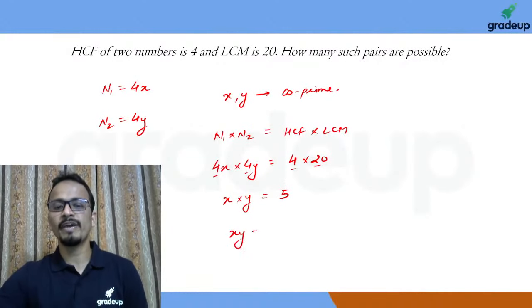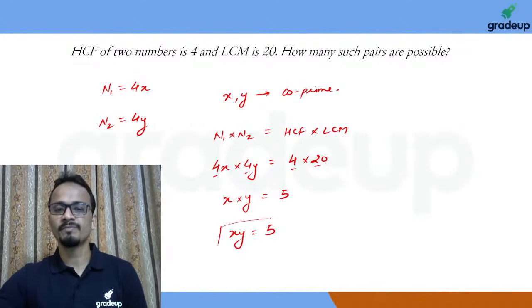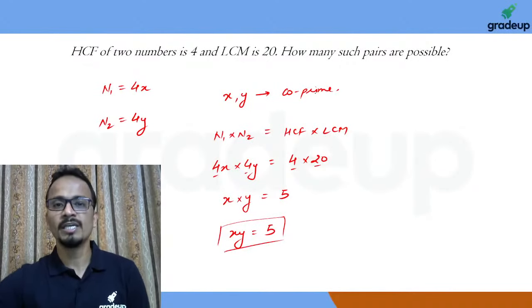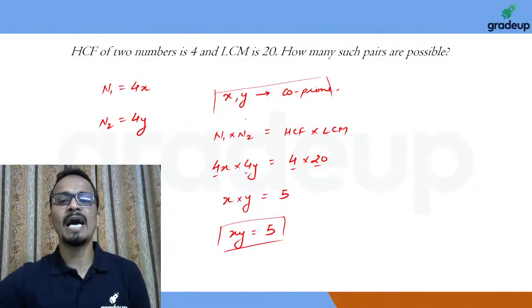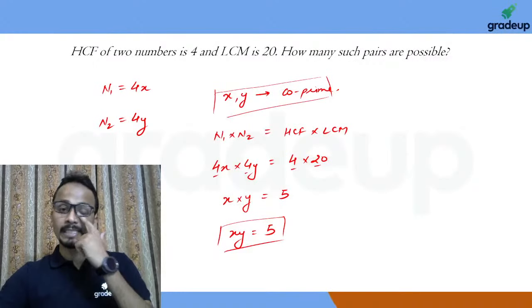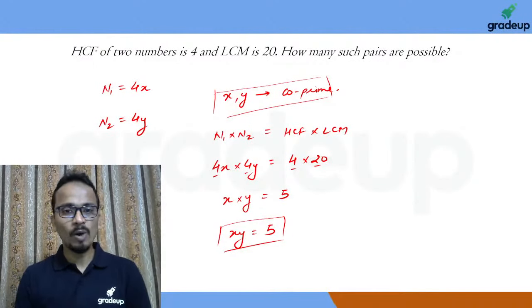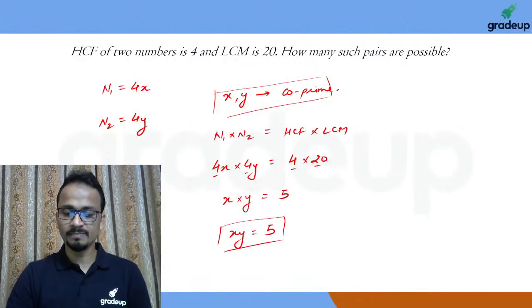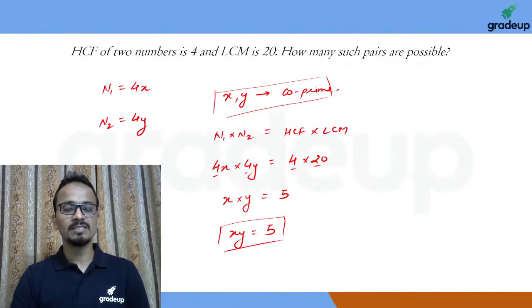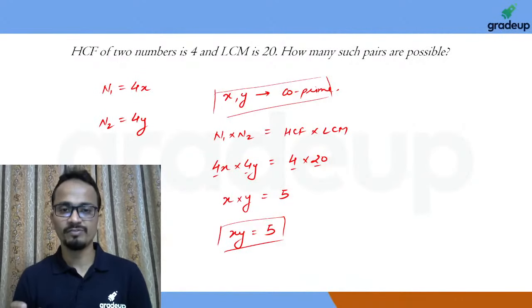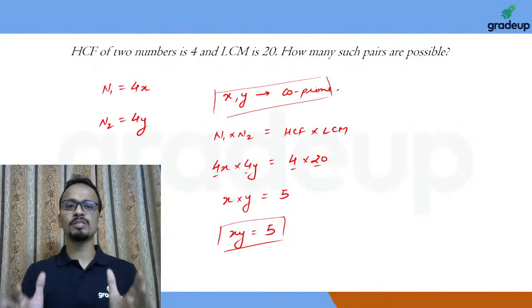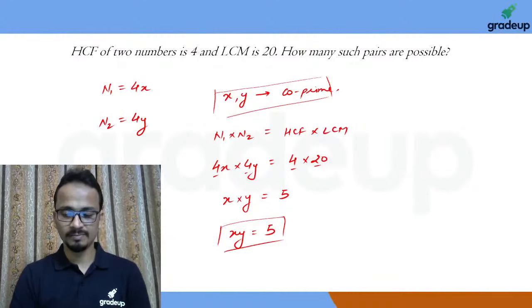So the product of x and y is equal to 5. This is the relation that I have obtained. And another thing that I already had was x and y are co-prime with respect to each other. Okay. So now I want one thing from your side. If x and y are co-prime with respect to each other, and the product of x and y is equal to 5, then what will be the possible values of x and y?